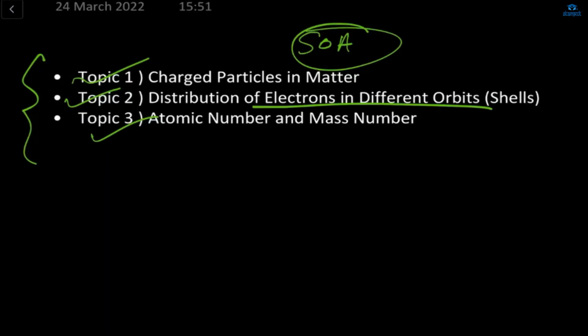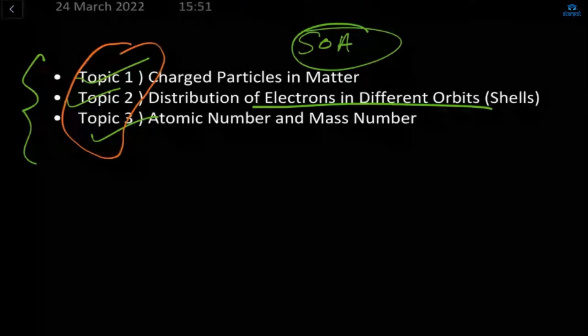Okay, so these are what? These are the chapter checklist. We will discuss these three topics: charged particles in matter, the distribution of electrons in different shells, different orbits, and the last one is atomic number and mass number.